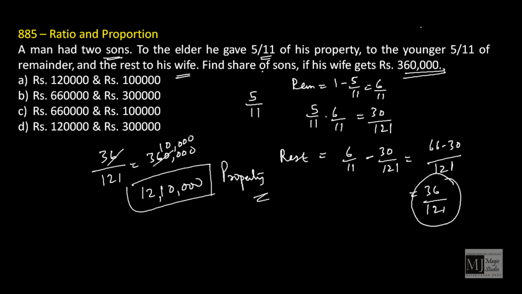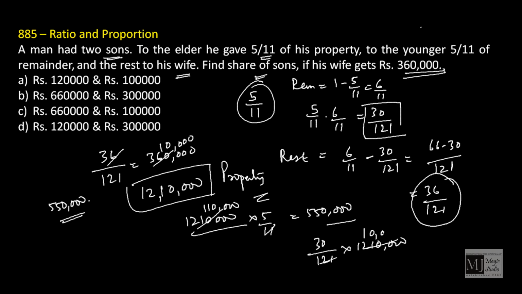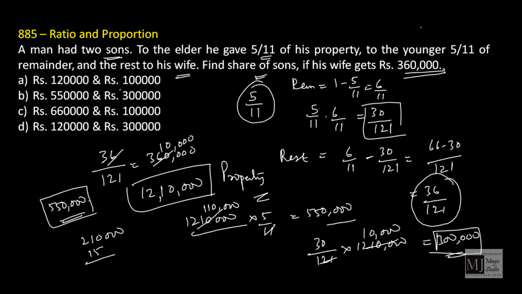Okay. Find the share of the sons. First, 5/11 into 12,10,000. We know this is 110,000 per 1/11, that is 5,50,000 to the first one. And the second one gets 30/121 into 12,10,000, that is 10,000 per 1/121, that is 3 lakh. So it is 5,50,000 for son number 1 and 3 lakh for son number 2. Option B fits in.